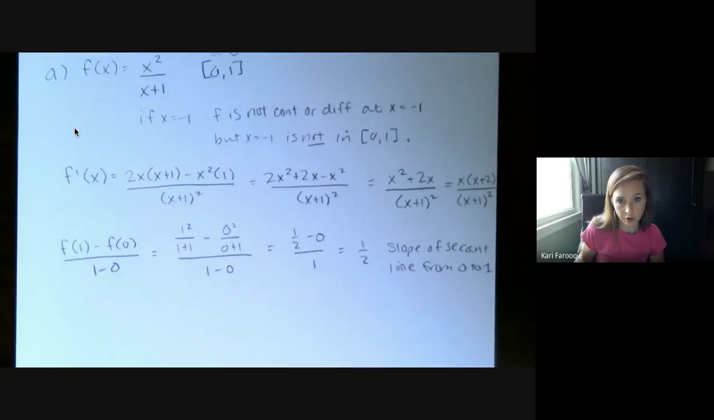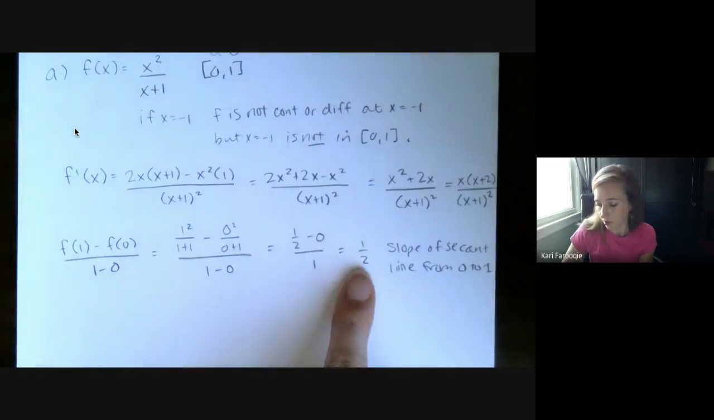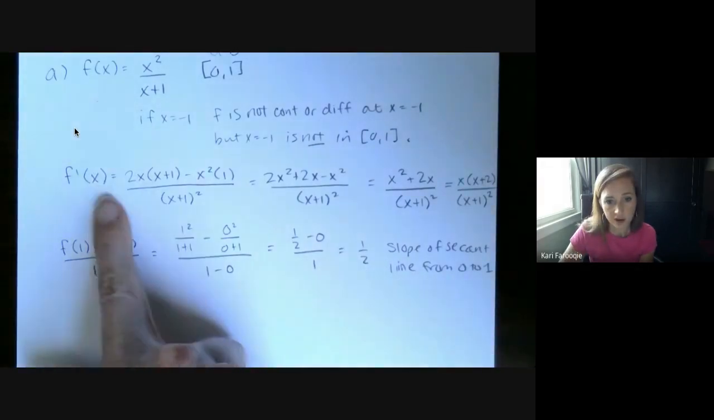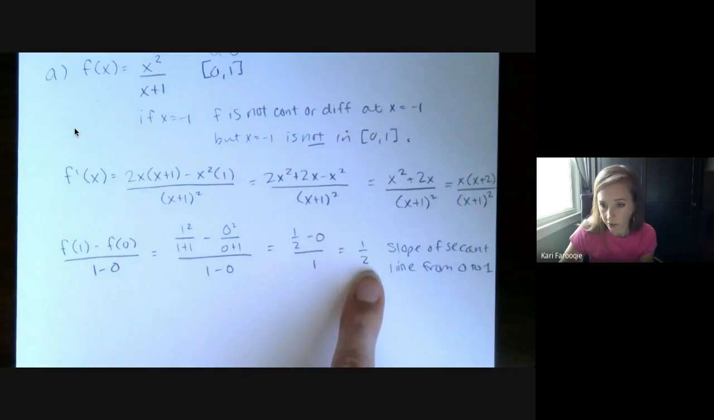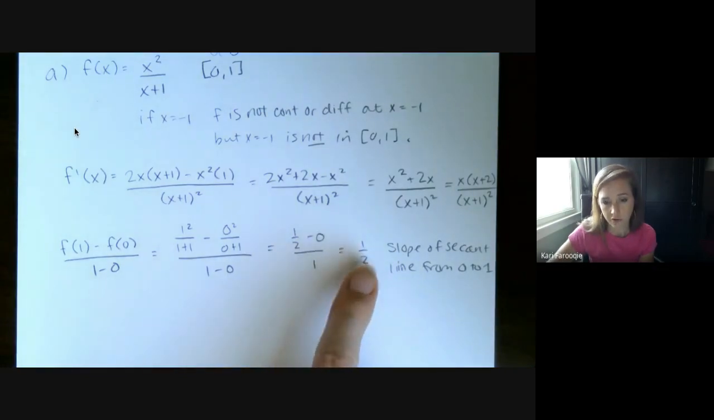So what we're going to do is take our derivative and set it equal to the slope of the secant line, which is 1/2. So we're going to take f prime of x, set it equal to not 0, we're going to set it equal to 1/2. We're going to figure out where our derivative is the same as the slope of the secant line from 0 to 1. In order to do that, I need to get my derivative.